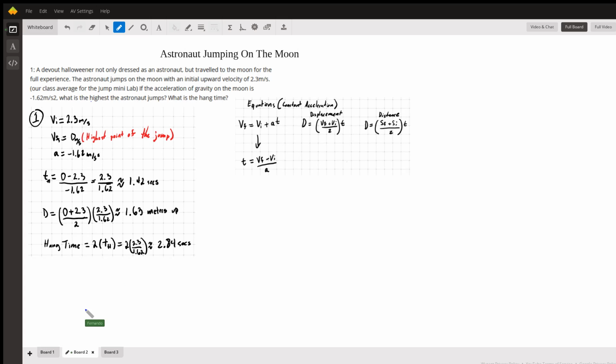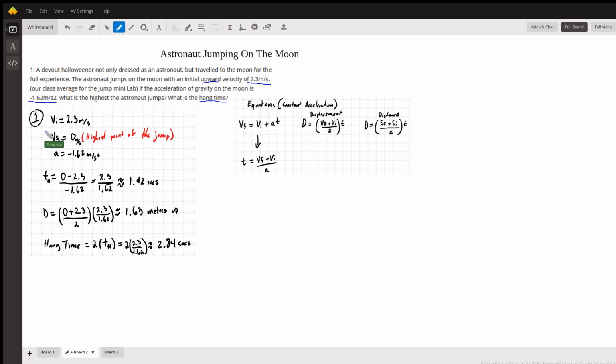For the first problem, we have an astronaut that is jumping on the moon, and his initial velocity is 2.3 meters per second upwards, and the gravity of the moon creates an acceleration of negative 1.62 meters per second squared. And they want to know what is the highest the astronaut jumps and what is the hang time. The hang time is whenever the astronaut falls back, lands back on the ground.